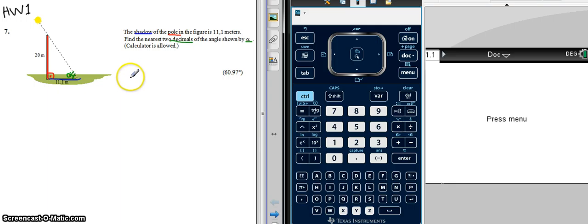So we could use a couple of ratios, but the easiest one I think would be the tan ratio, which is short for the tangent ratio. And we can see it's the opposite side here, which is 20, divided by the adjacent side, which has the value 11.1. Right, so then if we want to find this alpha, we have to undo the tangent ratio.